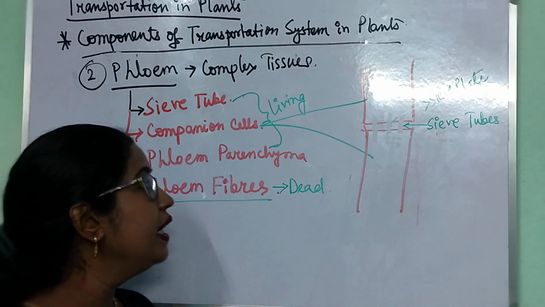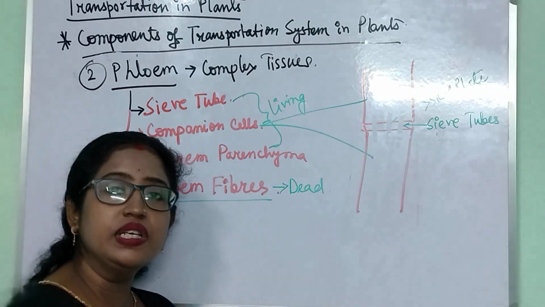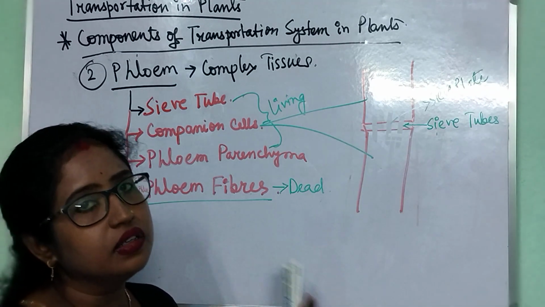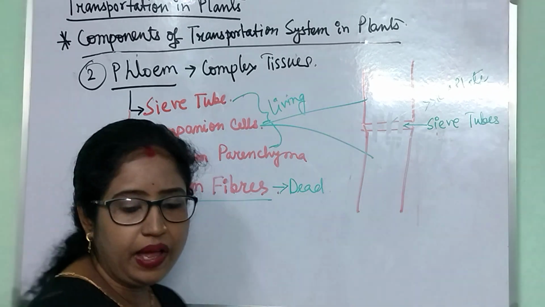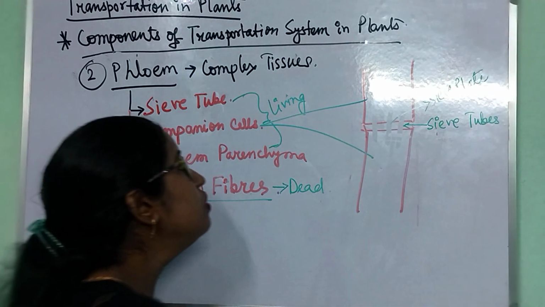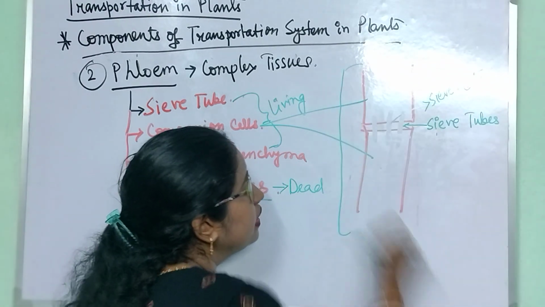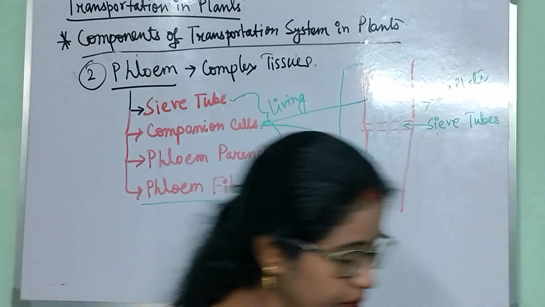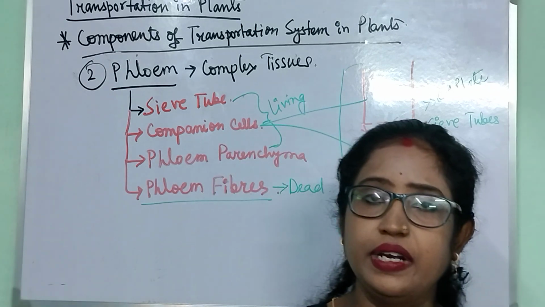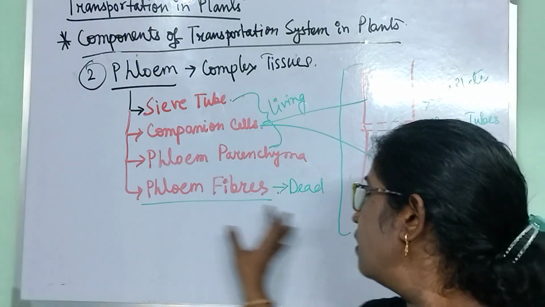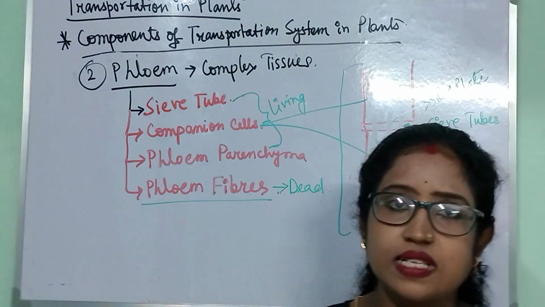The sieve tube cells and the companion cells have a nucleus in them, so they are living cells. Then the phloem parenchyma. The phloem parenchyma runs alongside the companion cell and the sieve tube. This phloem parenchyma actually stores the food material, and it is also made up of living cells.